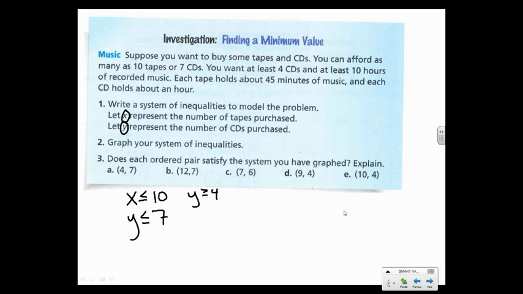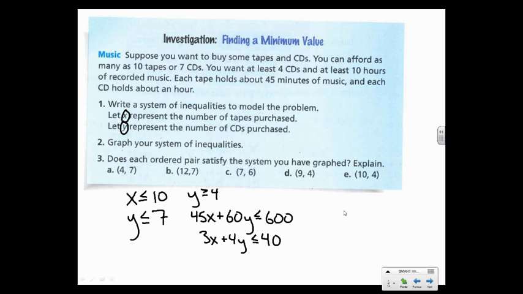And I want 10 hours of recorded music. Each tape holds 45 minutes. So I'm going to say 45 times a tape plus 60 minutes for my CD has got to be less than or equal to 10 hours, which is 600 minutes. Does 45 go into 600 evenly? Not evenly. We can at least divide by 15. That would give me 3x plus 4y is less than or equal to 40. I just divided everything by 15, and I've got that inequality.